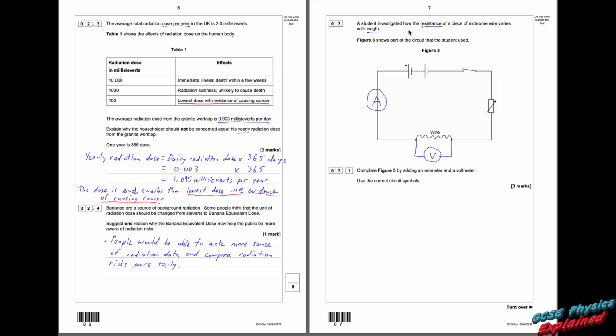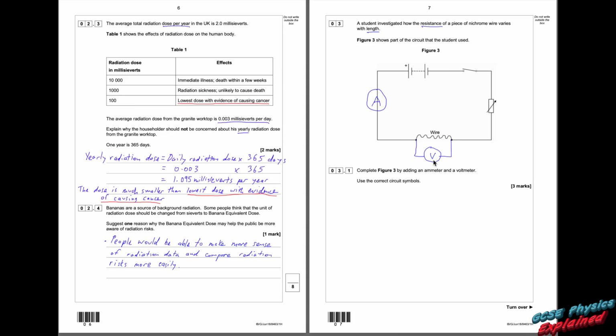Question 3. A student investigated how the resistance of a piece of nichrome wire varies with length. Figure 3 shows part of the circuit that the student used. Complete figure 3 by adding an ammeter and a voltmeter. Use the correct circuit symbols. So an ammeter is just a circle with an A. It goes in series. I've got a nice video to do with ammeters.